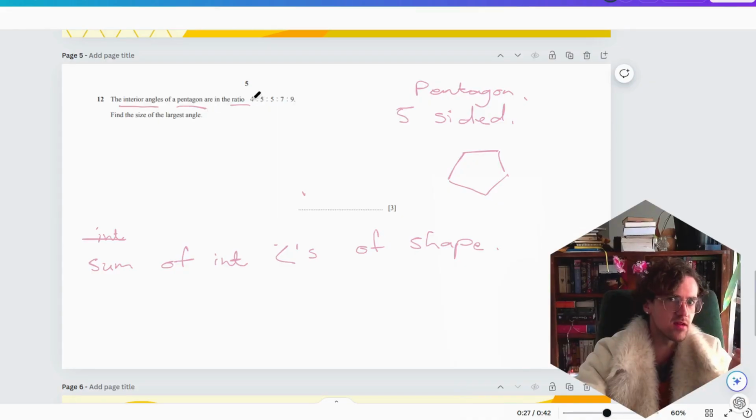Because this is add what together? 4, 5, 5, 7, 9. Okay, but those are ratios. So if we add 4, 5, 5, 7, 9, that's going to be like less than 50. Well, that's what I'm asking you. What does it all add up to?